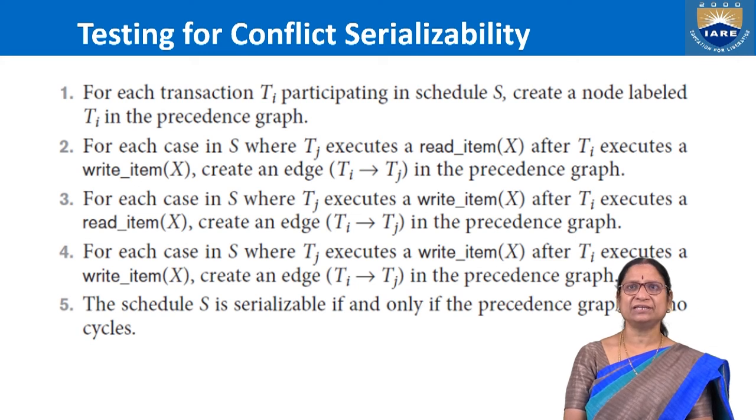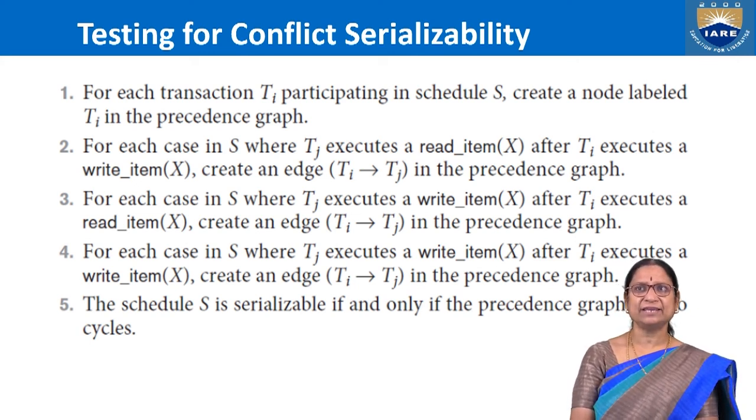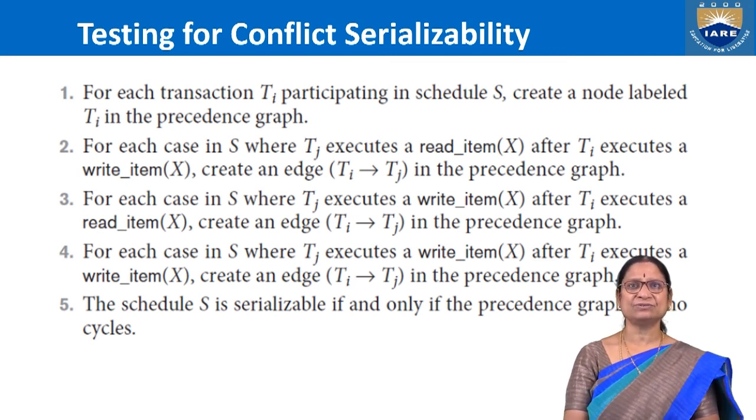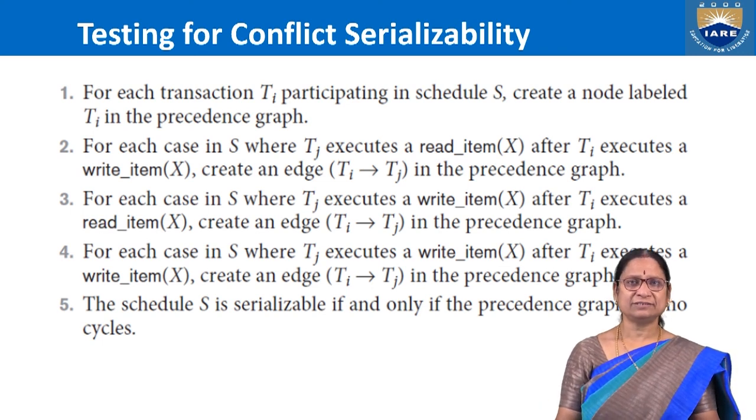For each transaction Ti participating in a schedule S, create a node labeled Ti in the precedence graph. If n transactions are there, n nodes will be there. For each case in S where Tj executes read(x) after Ti executes write(x), there will be an edge from Ti to Tj. That means from the node that writes to the node that uses it after writing, an arc will be drawn.